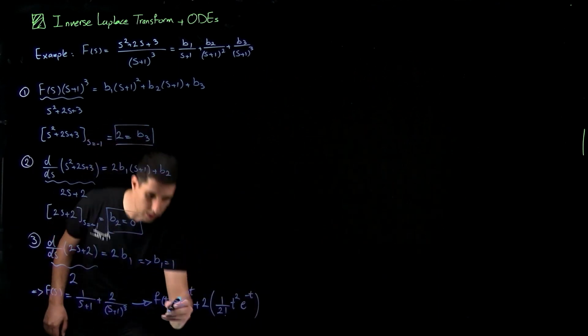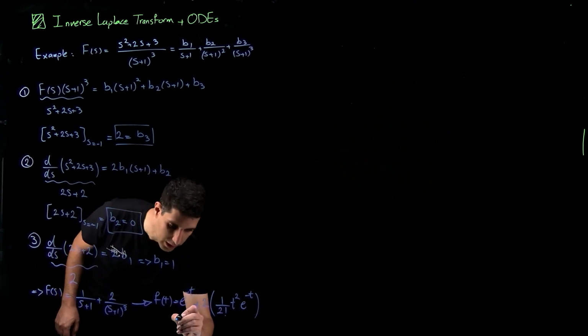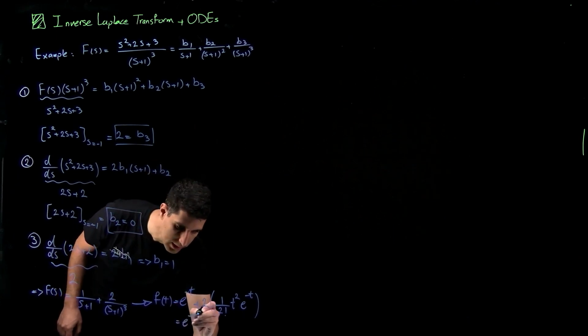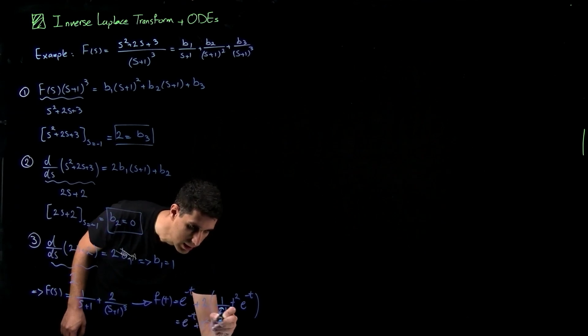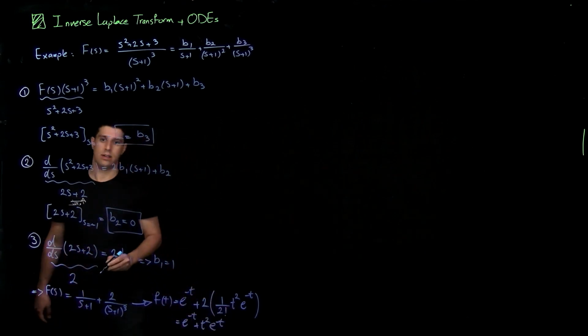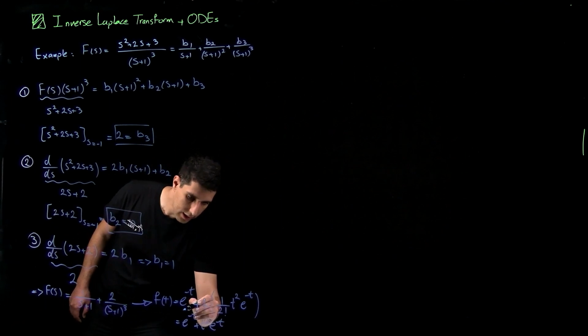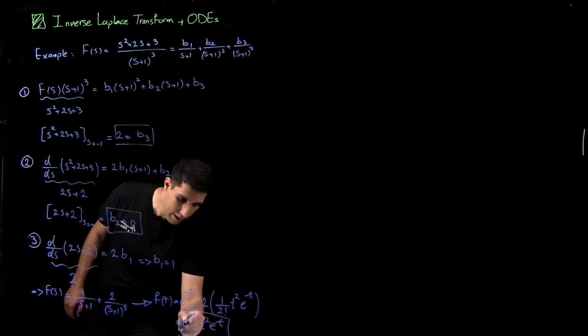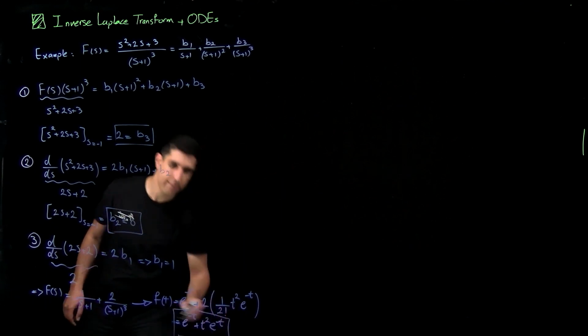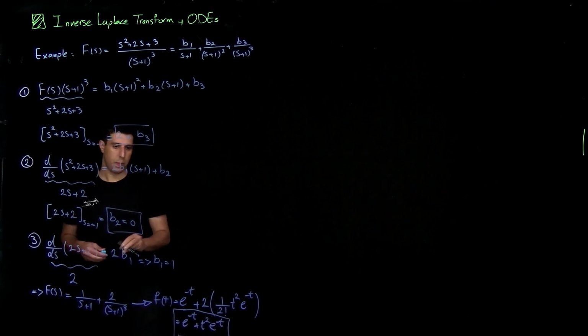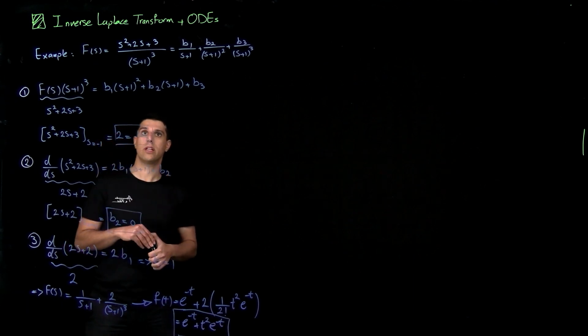And cancelling all of that, it's going to be e to the minus t plus t squared e to the minus t. And that is the final answer when we have these repeated poles.